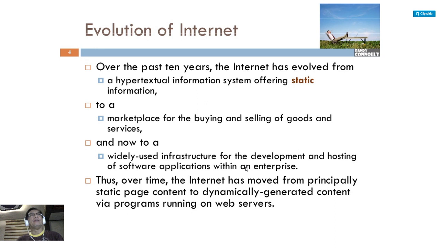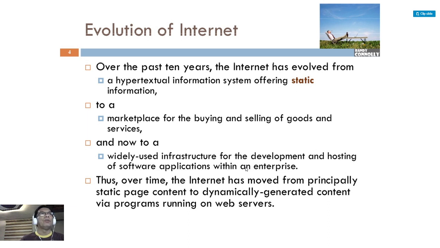Evolution of the internet. So not for the past 10 years, but more than 10 years ago, the internet has evolved from a hypertextual information system offering static information. So that means that the information that we see are not dynamic, they're not changed dynamically. So the contents are quite constant.